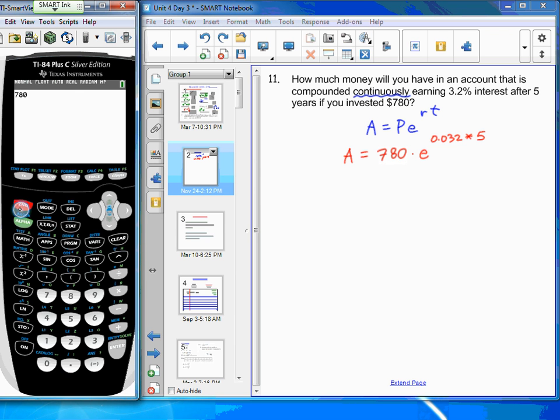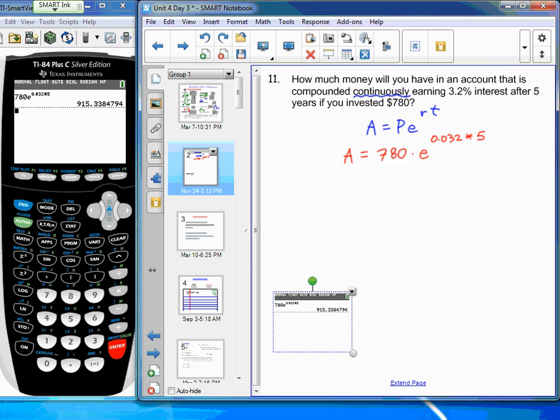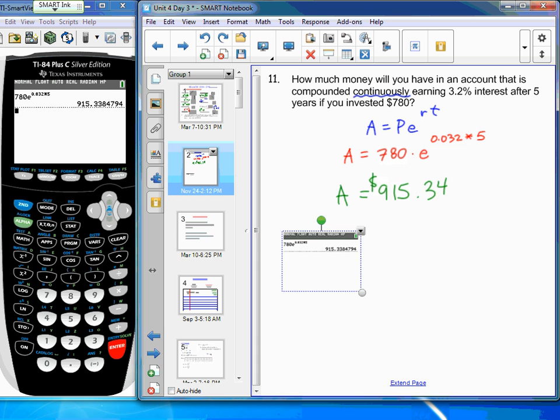780 second e to the, I'm going to do the second ln to spit up my exponent already. And up in my exponent, I want 0.032 times 5. So let's make sure I have that entered correctly. 780 times e to the 0.032 times 5 up in the exponent, and it looks like $915.34 is what I'm getting, about $915.34.